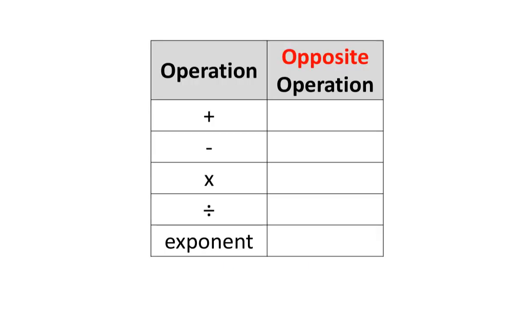Take a minute to think about the typical operations in math. Now, I want you to think of their opposite operations. The opposite of addition is subtraction. The opposite of subtraction is addition. The opposite of multiplication is division. The opposite of division is multiplication. The opposite of an exponent is something called a root. We know this as a square root currently. Specifically, I want you to keep this in mind today.